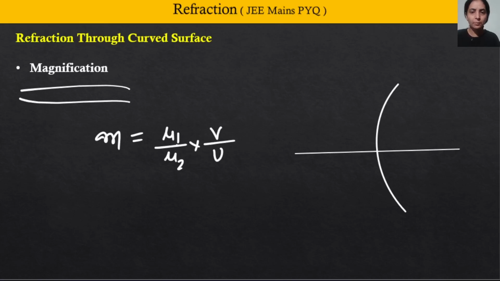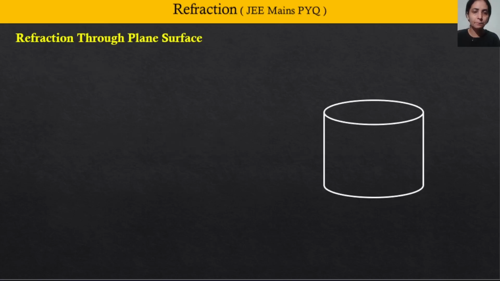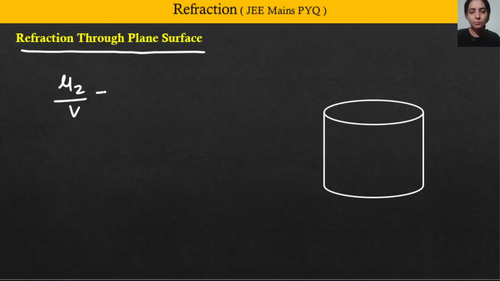ठीक है, same meaning है. mu1 is the refractive index of the media in which the incident light is, mu2 is the refractive index of the media in which the refracted light is. Next case is refraction through a plane surface. So plane surface के लिए भी हम same formula use कर सकते हैं: mu2 by v minus mu1 by u is equal to (mu2 minus mu1) by R.